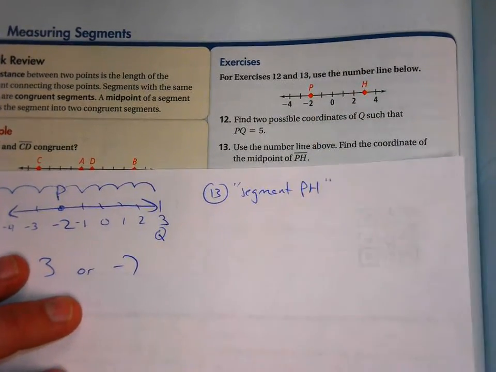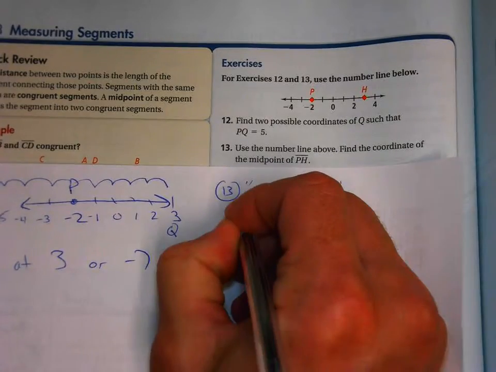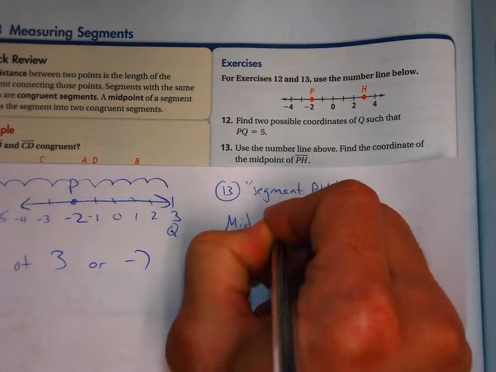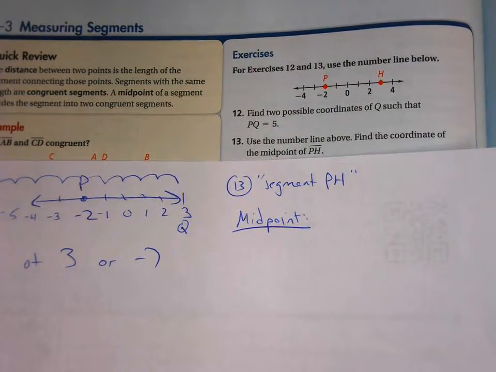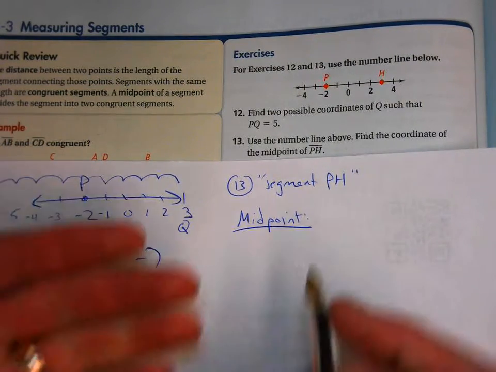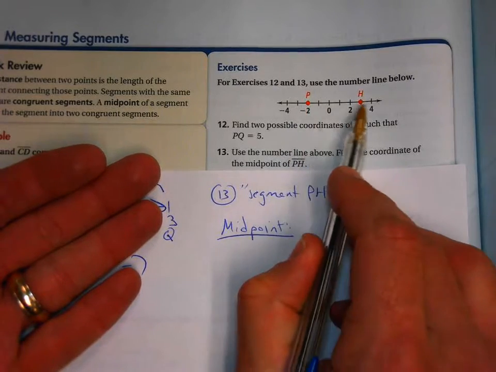And what are we going to find? We're going to find the midpoint. Well, what's the midpoint? Midpoint is as simple as it sounds. The point right in the middle, right? Midpoint, right in the middle. So here's P and here's H. What's in the middle, right?